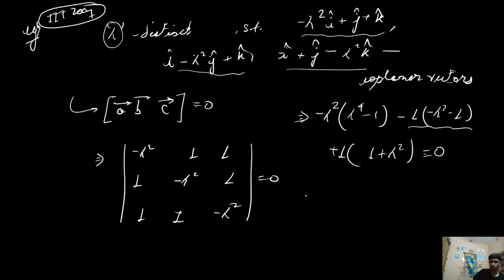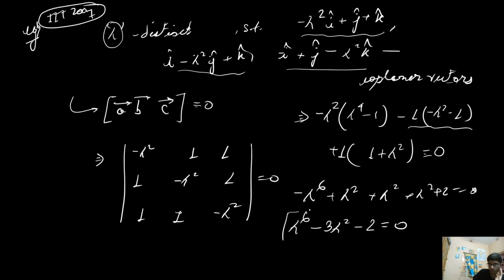So this result from here will be minus lambda to the power 6, plus lambda square, and from here this will be plus lambda square, plus 1 and plus 1, this is plus 2, and plus lambda square plus 2 is equal to 0. So from here I get the result, that is lambda to the power 6 minus 3 lambda square minus 2 is equal to 0.